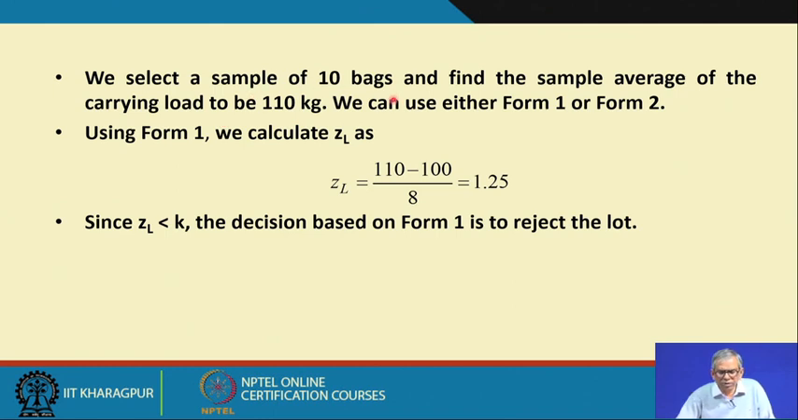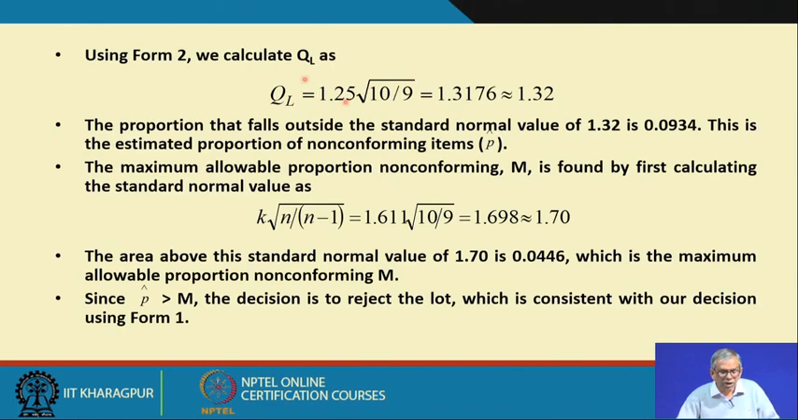So we select a sample of 10 bags and find the sample average of the carrying load to be 110 kg. We can use either form 1 or form 2. Using form 1, we can calculate ZL as 1.25. Since ZL is less than or equal to k, the decision based on form 1 is to reject the lot. Similarly, you calculate QL. Moving to form 2, you calculate 1.32, and the corresponding proportion that falls outside the standard normal value, that is 0.0934.